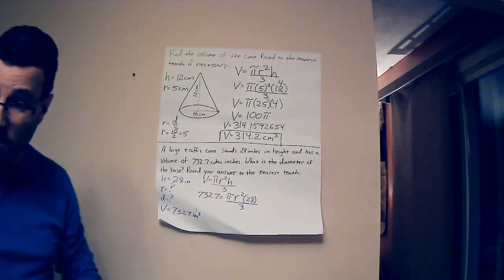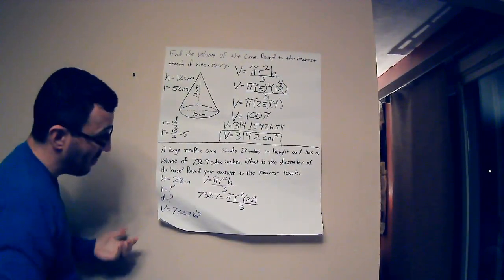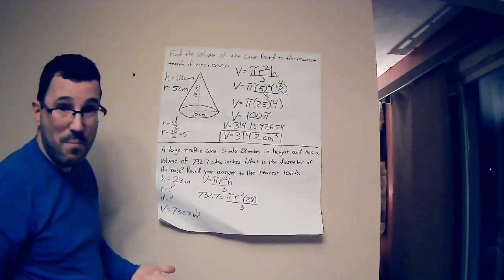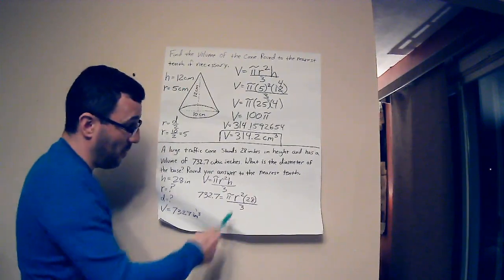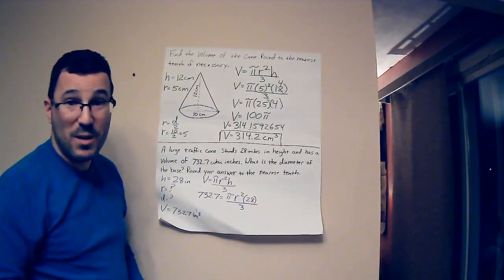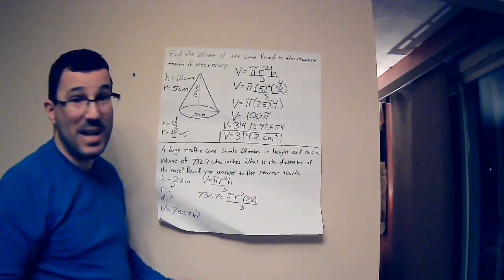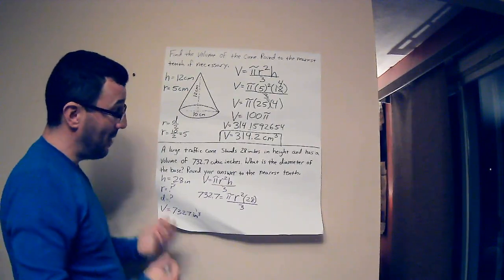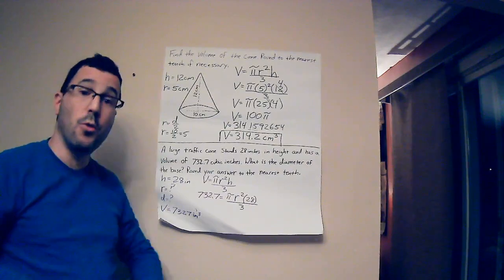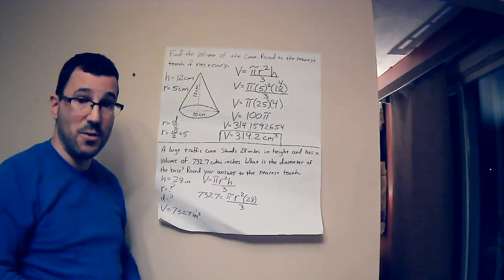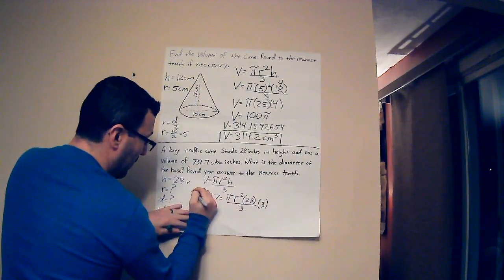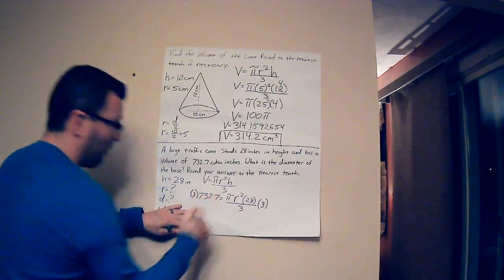Now, again, I'm going to start off by saying, is there anything here that I can divide by 3? Pi, not a nice number, so it doesn't work. We don't know what r is, so that can't be divided by 3. The only other number is 28, and 28 can't be divided by 3. So in this case, we want to get rid of the fraction. We're going to multiply both sides of the equation by 3.